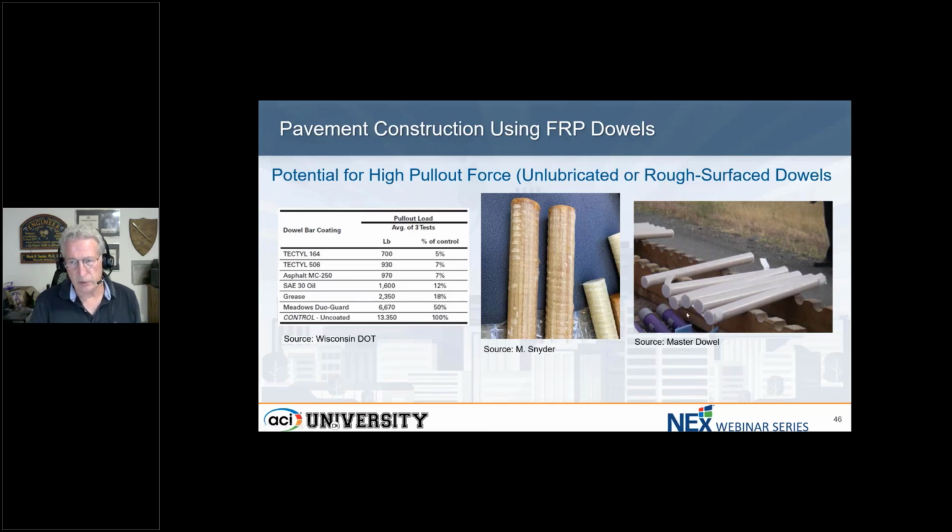Now, typically our bars here in the States, our manufacturers are doing a pretty good job here. This is what they typically look like. These gray bars are FRP bars provided by Master Dowel, as an example. On the left here are some FRP dowel bars, believe it or not, that I took a picture of on a demonstration project in Poland last summer. This is what they were using in Europe for an FRP. And you can see the texture on that bar.